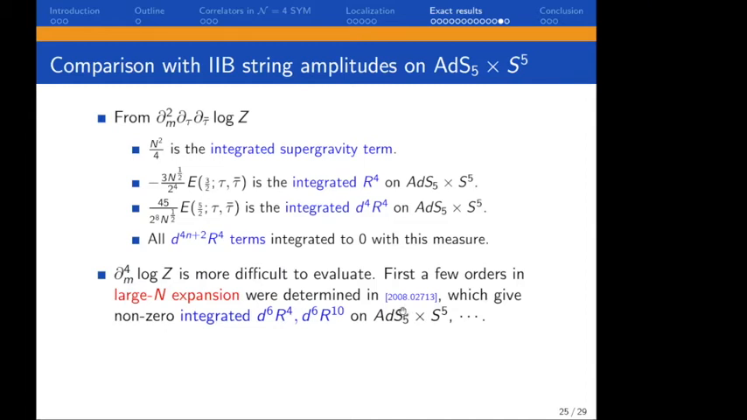But nevertheless, in this paper, we were able to evaluate this object at least in the large N expansion to certain orders, and that gives us integrated results for, say, D6 R to the 4, D10 R to the 4, and sorry about this, as well as those that already appear here.